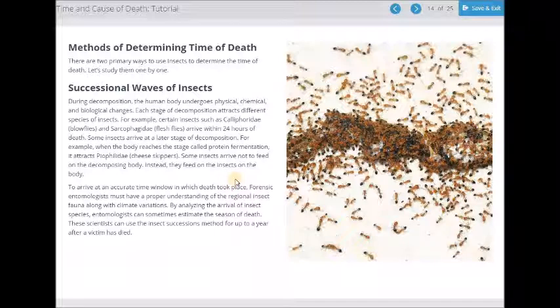To arrive at an accurate time window, a forensic entomologist has to have an understanding of the insects in the region and the other types of organisms in the region, along with the changes in climate. This stuff will happen faster on a warm day than on a cold day. It'll happen faster if it's laying in a field versus if it's laying on a floor. And so scientists have to understand all of this, and they've learned all of this by watching bodies decompose at body farms, which I'll tell you about in a minute.